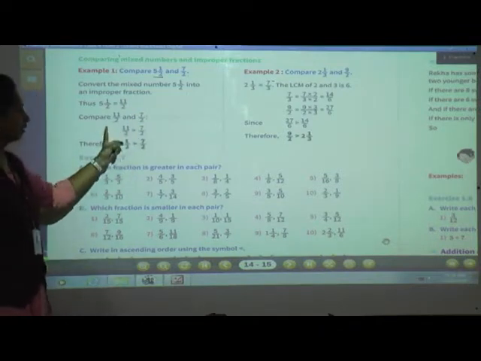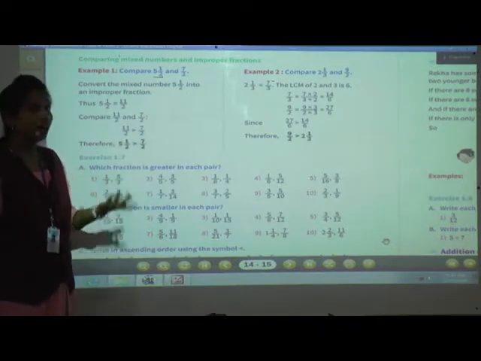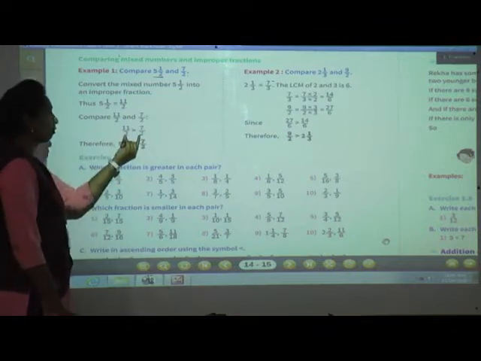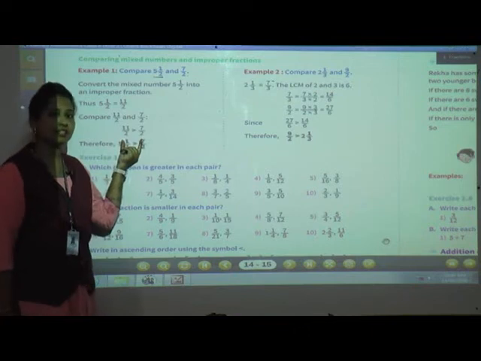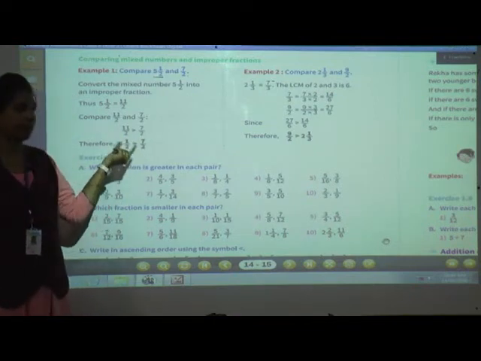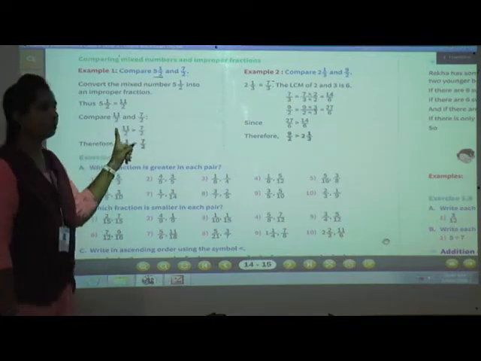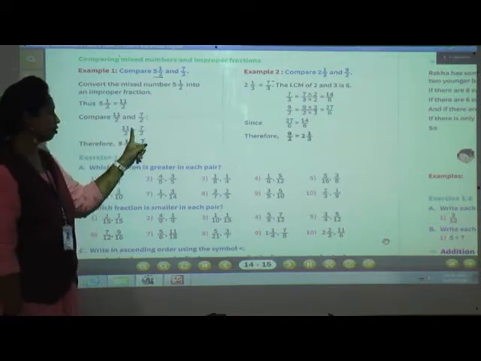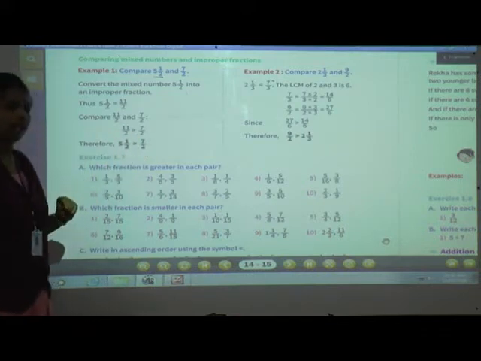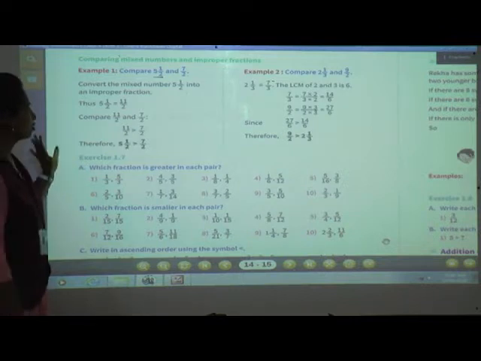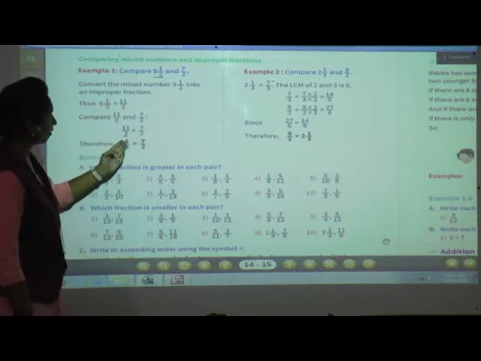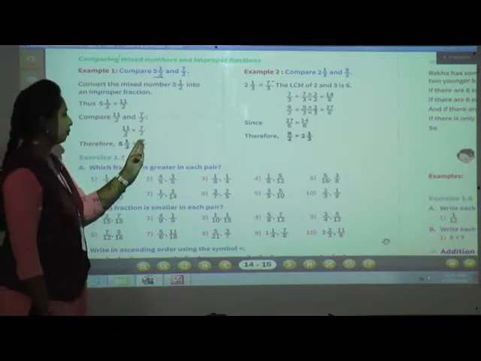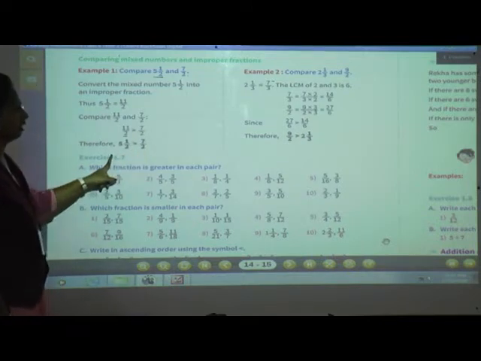Now can we compare easily? How can we compare easily? Because denominators are the same. These are like fractions. If the denominators are the same, by seeing the numerator we can compare which is greater. So automatically 11 is the greater number. So we have to give an arrow to the 11. Clear? So 11 upon 2 means what? 5 1 by 2. And 7 upon 2 as it is. Again you need to write in this way.